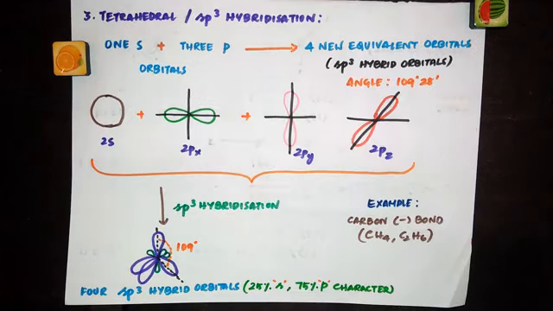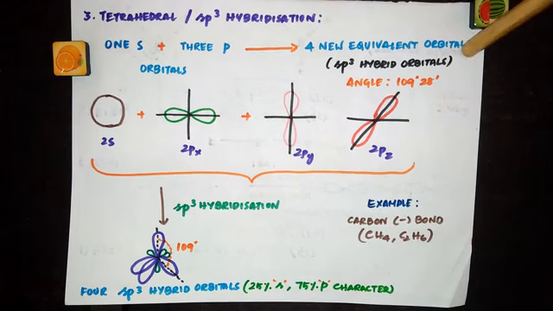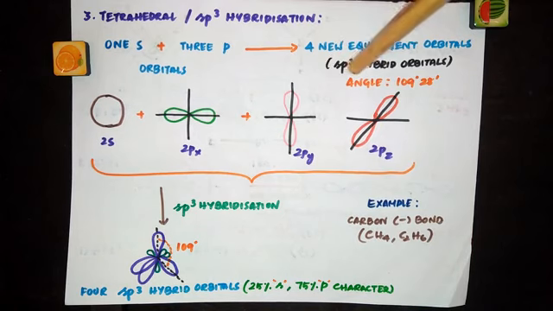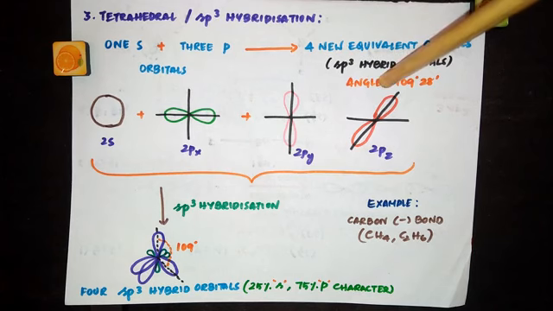sp3 hybridization, also called tetrahedral hybridization. Here, when one s and 3 p orbitals belonging to the same shell of an atom mix together to form 4 new equivalent orbitals, the type of hybridization is called sp3 or tetrahedral hybridization, and the new orbitals are called sp3 orbitals. Now see, 1 s and 3 p orbitals are undergoing hybridization to form 4 new equivalent orbitals, and we call these sp3 hybrid orbitals because s, 3 p, p3, so sp3 hybrid orbitals.